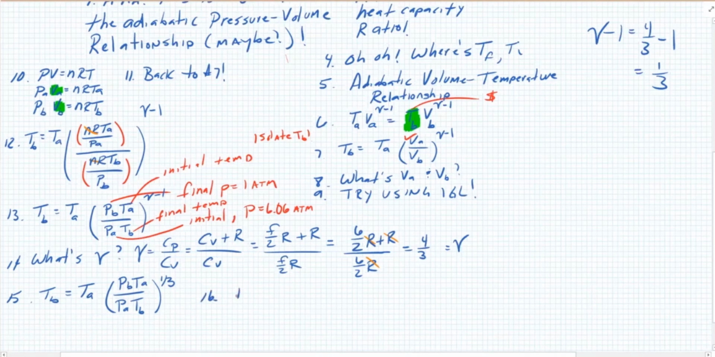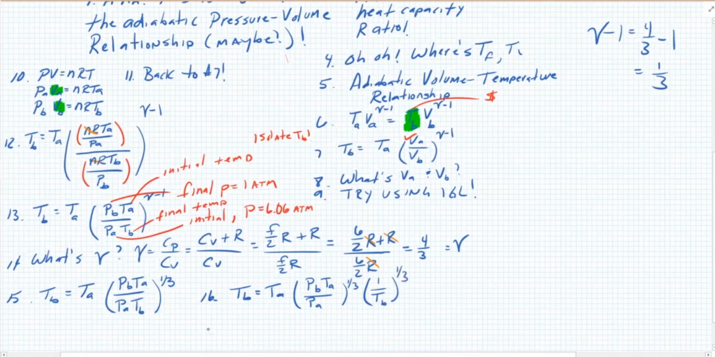16. TB equals TA, nothing changed there. And then here's my way of doing it. PB times TA all over PA, all of that to the 1/3, times 1 over TB to the 1/3.